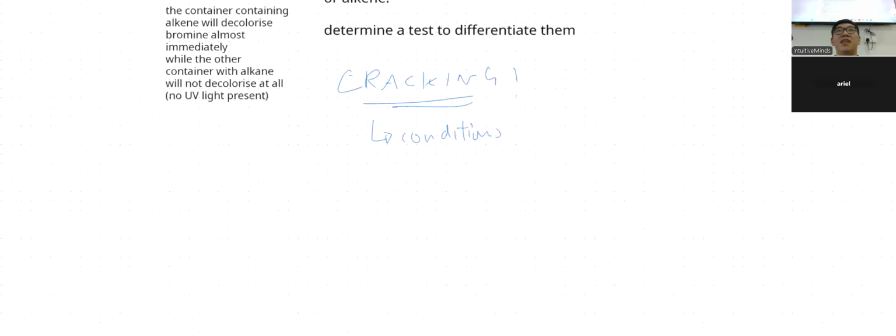Example, aluminum oxide catalyst, high temperature, 500 to 700 degrees, pressure of one atmosphere. So again, you have to be very specific with the temperatures and stuff. Yeah, chemistry is like that. It's memorizing.